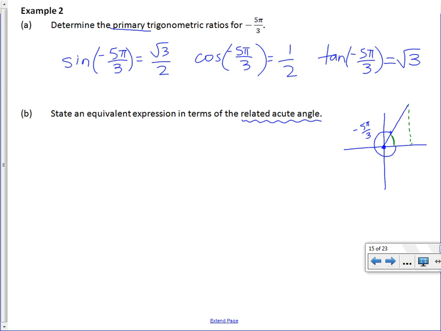that's your related acute angle. Related acute angles are always positive and less than 90 degrees, but now it's less than pi over 2. An acute angle has to be less than pi over 2, because 90 degrees is pi over 2. Okay? So, can you tell me what this green angle is? It's pi over 3, right? There it is.